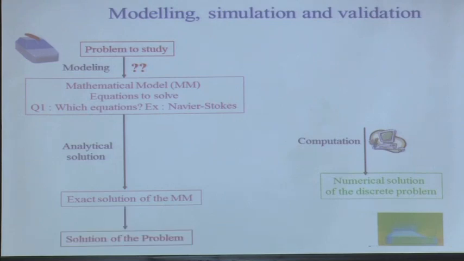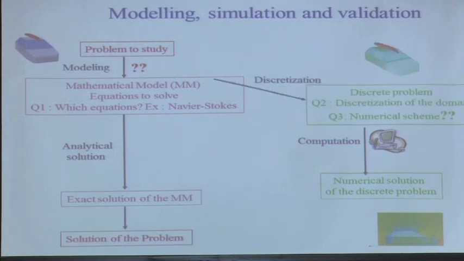Okay, so this is the trajectory that you can follow to solve a problem. Let's say you want to solve the flow around a car. This is the problem you want to study. You need a model first, because you want to know the flow, but if you don't know what the equations are which are going to control the physics, you cannot do anything. So you need a model. For computational fluid dynamics, the model is the system of Navier-Stokes equations.